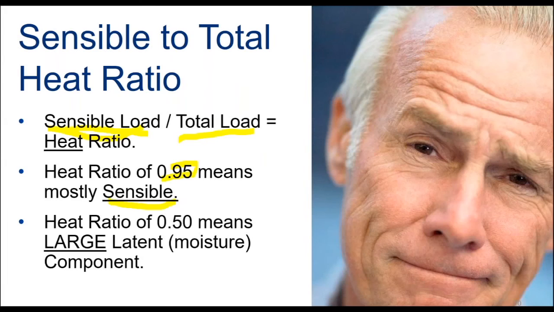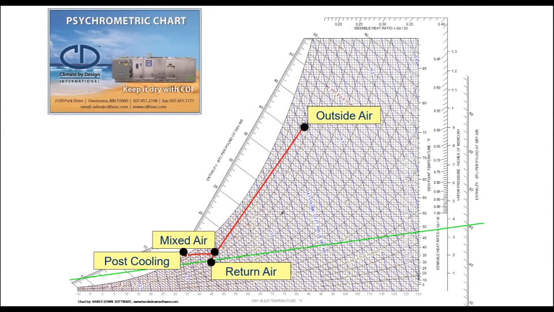However, if we go the other way and we have a ratio that gets down into the lower numbers, that tells us that we have a large latent or moisture component that we have to deal with. Here's a real example that we were asked to do. The room was to be held at 45 degrees and 80% relative humidity. The outside air was way up here somewhere. 5% outside air gave us a mixed air condition in this case, and then we were post-cooling.